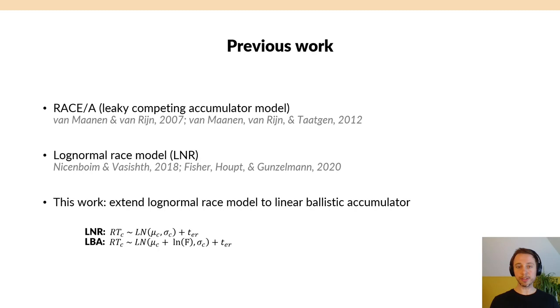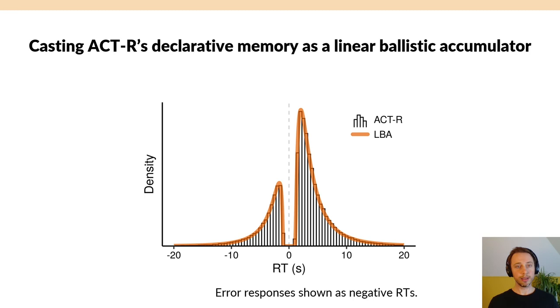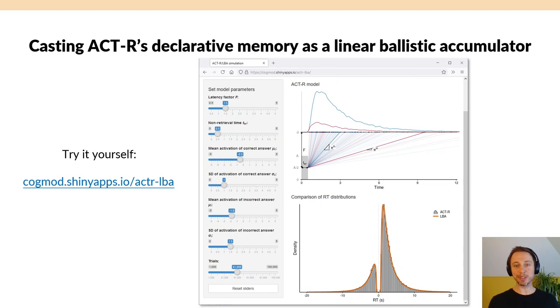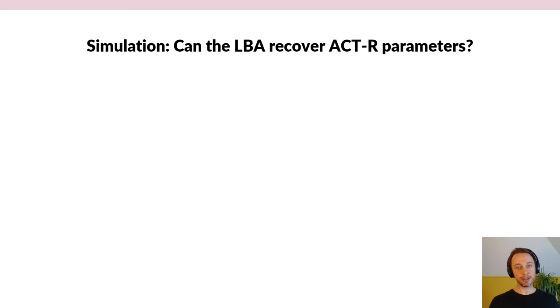Now, just to show you that the two models are in fact identical, here I'm showing a comparison of a response time distribution generated by ACT-R and one generated by the equivalent LBA. And note that the error responses are shown as negative RTs here. And in case you're not convinced by the previous slide, we've also made an interactive Shiny app where you can play around with the parameters yourself. So check that out.